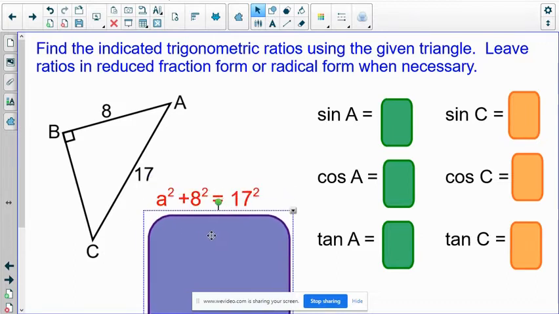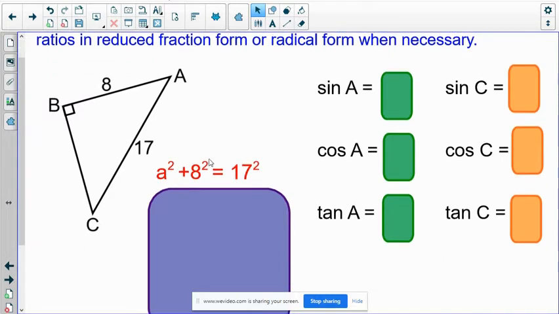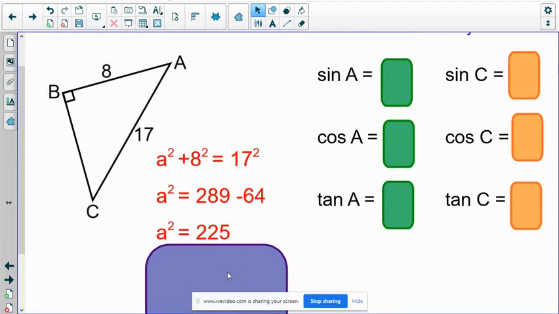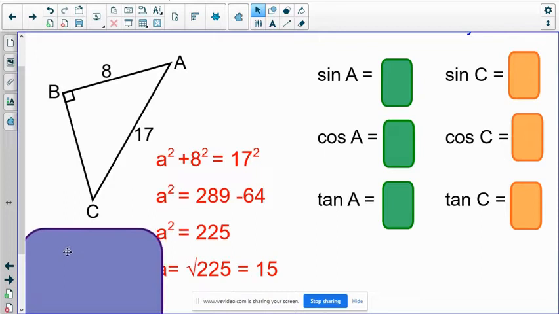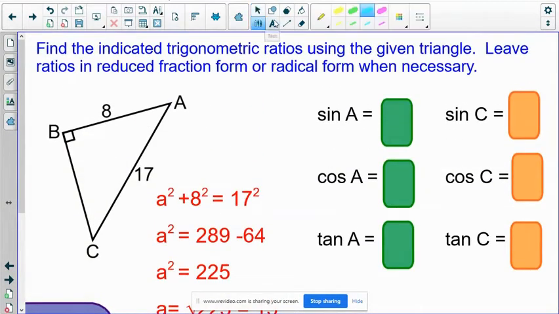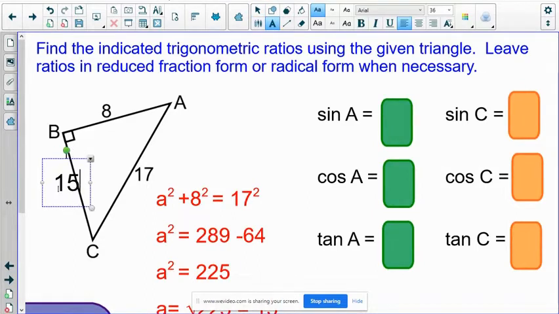So I'm going to start with a squared plus 8 squared equals 17 squared. Now to do some algebra, I'm going to subtract 8 squared to the other side, and at the same time, I'm going to figure out what they are. 17 squared is 289, and 8 squared is 64. If I subtract those, I get 225. Now, to get a by itself, I take the square root, and I get 15. So that means I can put a 15 right here. This side length is now 15.